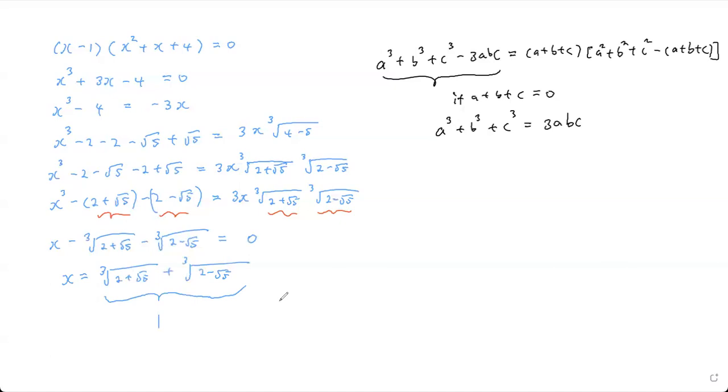Okay, so I hope you enjoyed this video. You can actually reverse engineer the process, right? So you can actually get from the cube root of 2 plus root 5 plus the cube root of 2 minus root 5 all the way to 1, right? So they are equivalent in value. Okay, and I'll see you in the next video.